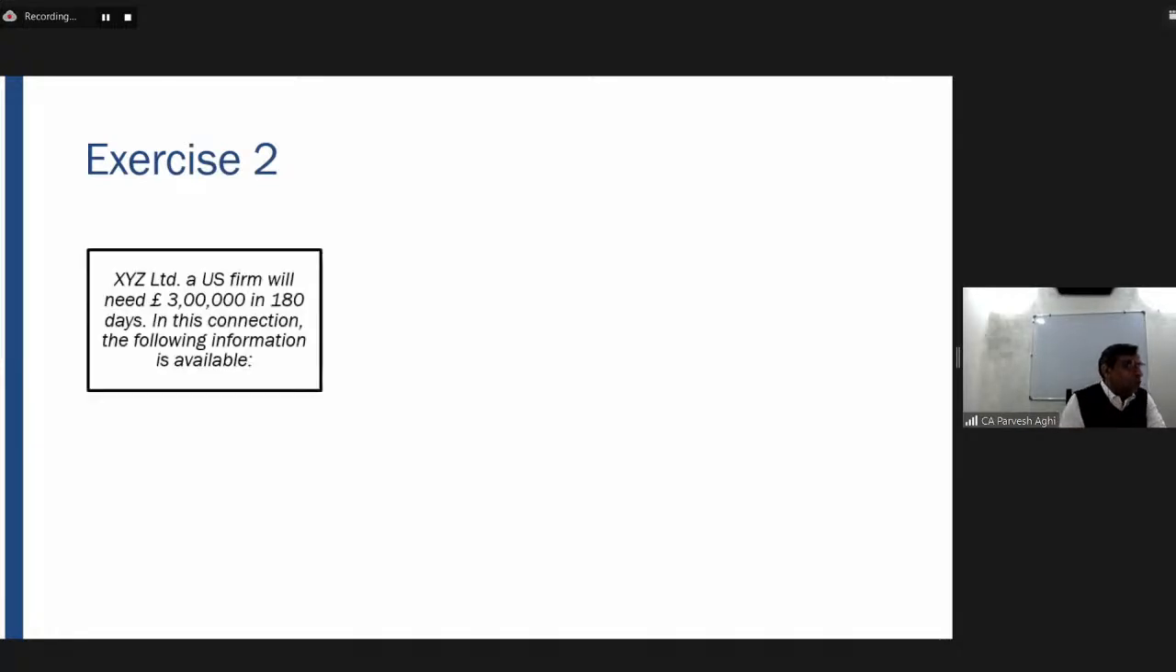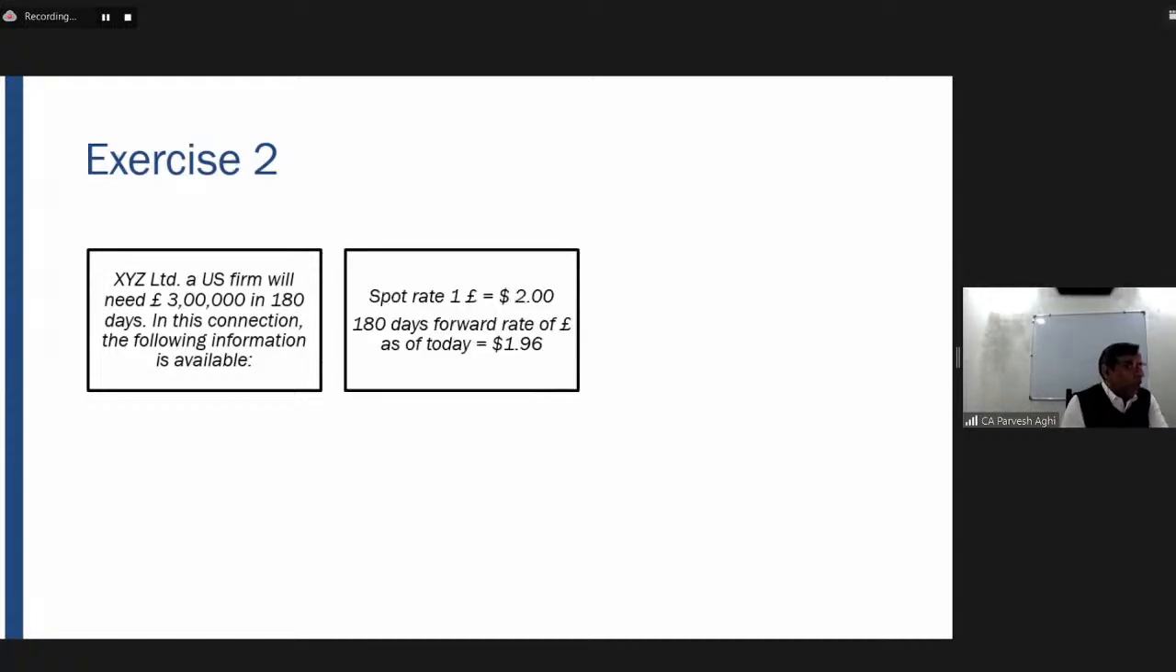XYZ Limited, a US firm, will need 3 lakh pounds in 180 days. In this connection, the following information is available. XYZ is a US firm that will need 3 lakh pounds because they have to make a payment of 3 lakh pounds, so perhaps they're importers. The spot rate of £1 is equal to $2. The 180-day forward rate of the pound as of today is $1.96.